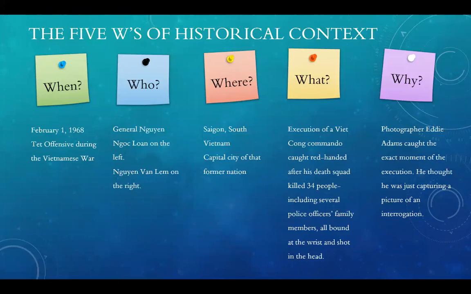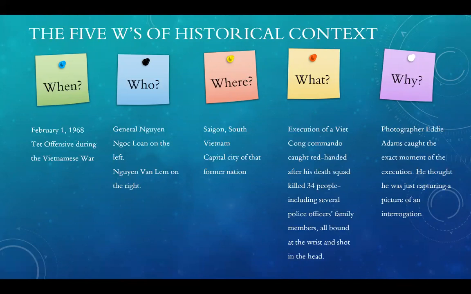Where? Saigon, South Vietnam. It was the capital city of that former nation. What is taking place? It is the execution of a Viet Cong commando caught red-handed after his death squad killed 34 people, including several police officers' family members, all bound at the wrist and shot in the head.